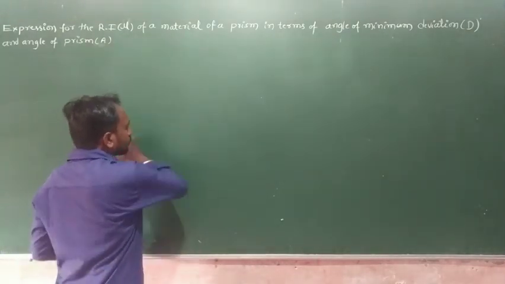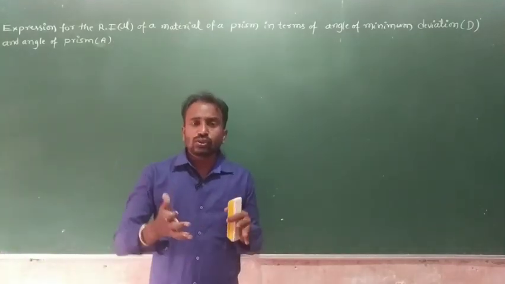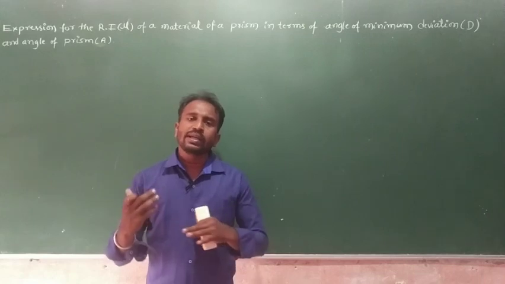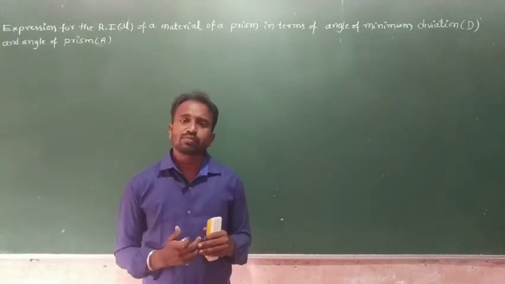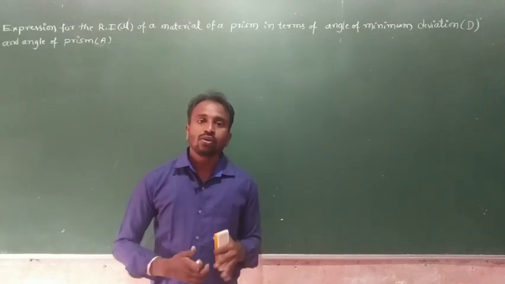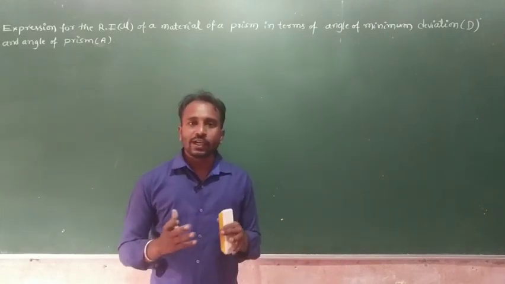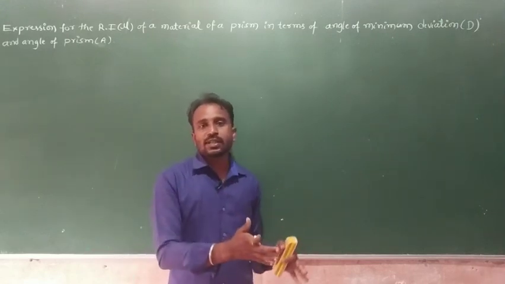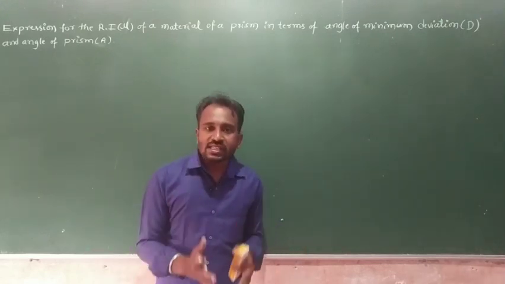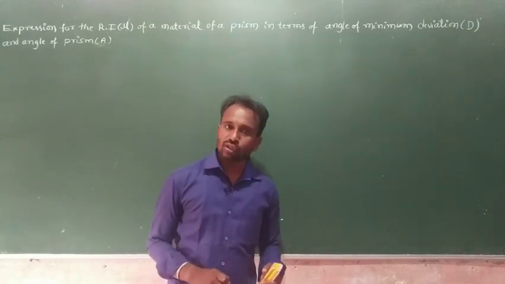Suppose light travels through this prism, then what happens? The light shows the refraction phenomenon. Why? Because the prism is made up of glass. It means when light travels through this prism, the light changes its direction, so it undergoes refraction.